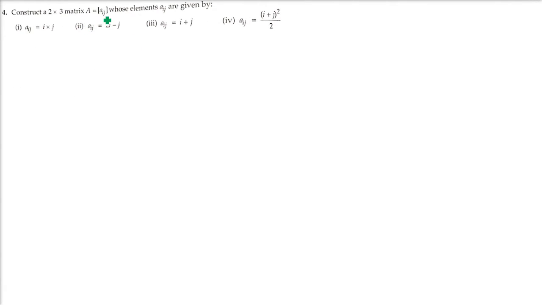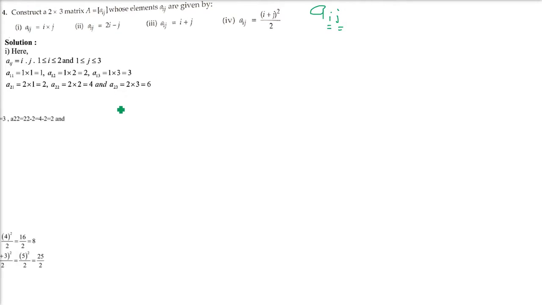Construct a 2 by 3 matrix A equals Aij, whose Aij are given by. So what we'll do, we know in Aij, i represents the row number, j represents the column number. So we'll take them and then we'll compute all these. The 2 by 3 matrix is there, so 2 rows and 3 columns. I'll give you all of these one by one.